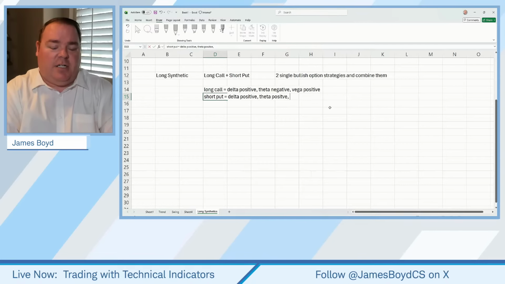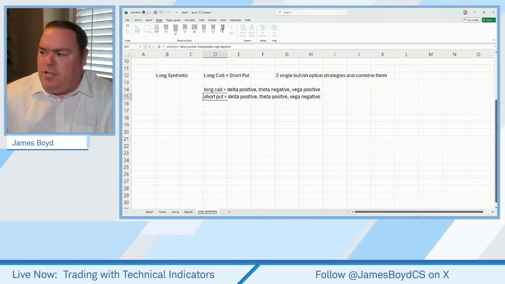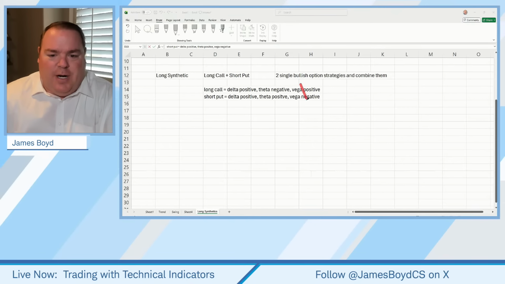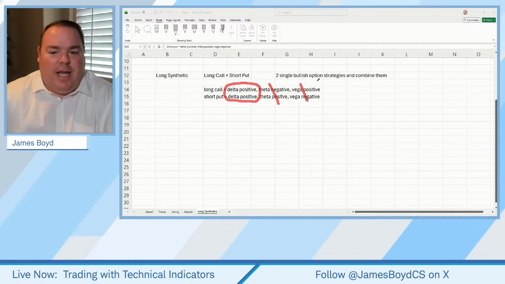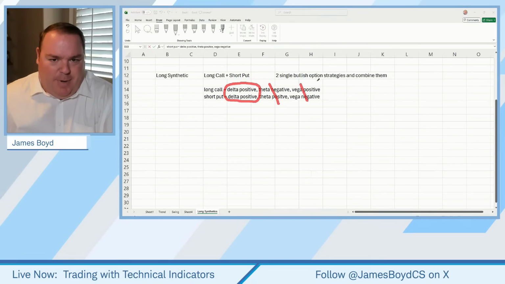And what you're going to see here is that if you sell something, whether you sell calls or sell puts, it's vega negative. Now, it's kind of interesting. If you went back and isolated this out, you're going to notice that these two kind of wipe themselves out. The theta wipes itself out. So what are you left with? Delta. So really, when you look at a long synthetic, it is really two single options, and you're trying to make money from the upward direction of the stock.